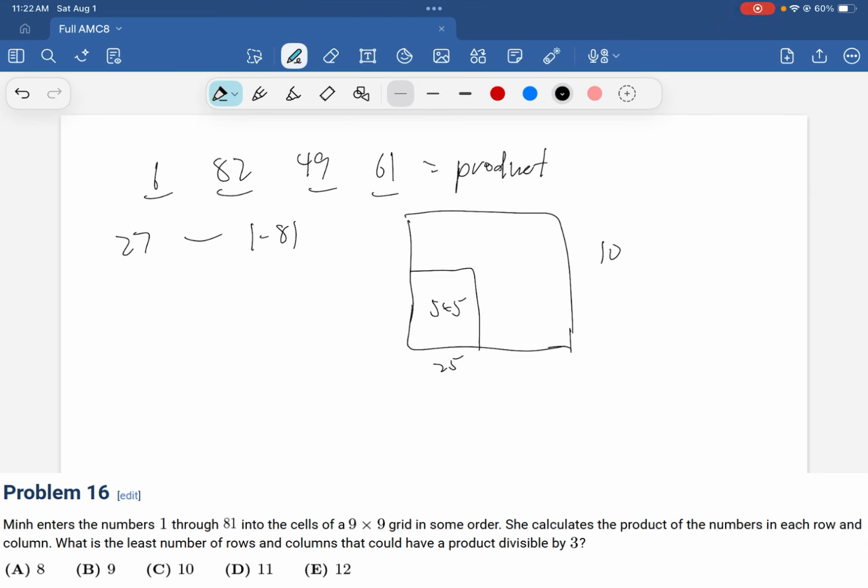So we can actually just put the remaining 2 right here to create a 1x2 grid. And this creates another column that contains a multiple of 3. So it is 1 more than 10, which means it is 11. So the answer is D.